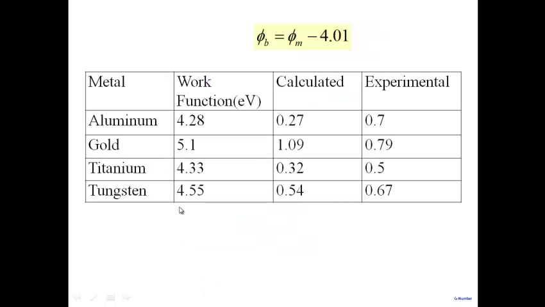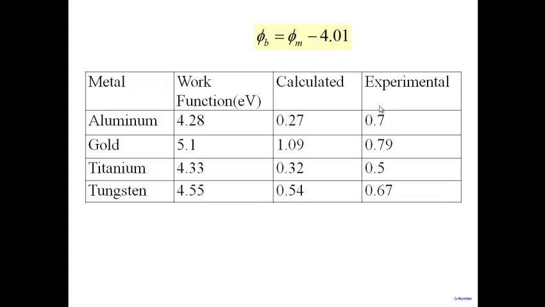So this is what people have found. Take aluminum, put it on silicon. The aluminum work function, let's say, is 4.28. We expect a barrier height of 0.27. The experimentally measured barrier height is 0.7 here. Gold, 5.1. We expect a barrier height of 1.09. The experimentally measured barrier height is 0.79. Titanium, calculated, is 0.32. Experimentally measured is 0.5. Tungsten, 0.54, experimentally measured is 0.67 here.